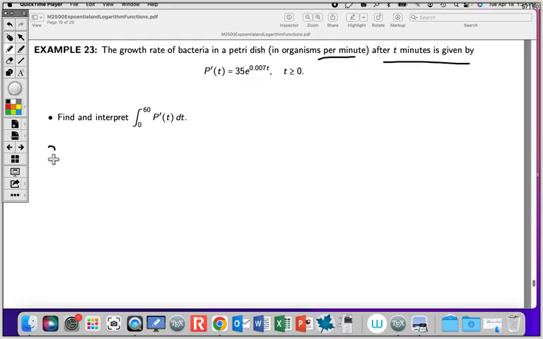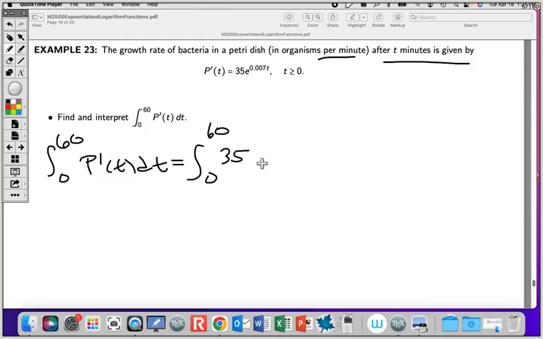So here we go. The integral from 0 to 60 of p prime of t dt would be the integral from 0 to 60 of 35 e to the 0.007 t dt. The 35 is a constant. I could move that out front.